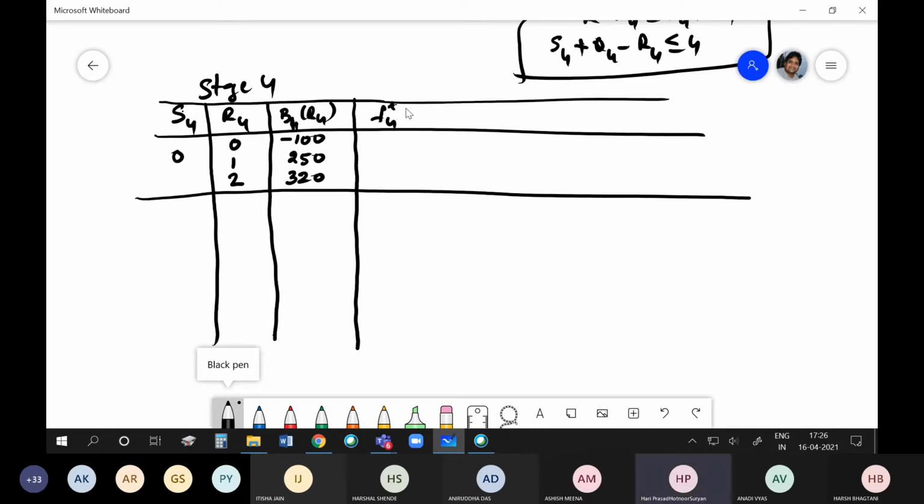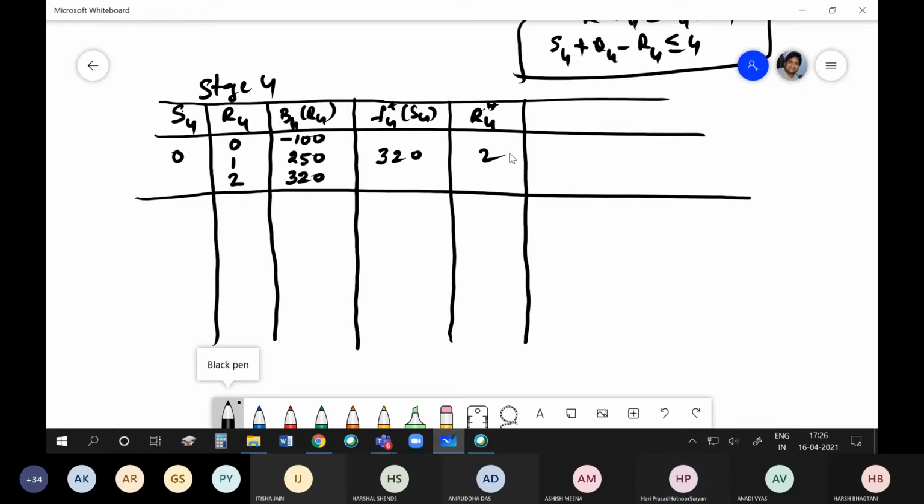F4 star of S4. What should I do if I want to maximize the benefit? I should release 2 units, so that you get a benefit of 320. So what is the value of X4 star or R4 star? 2. Is this clear?